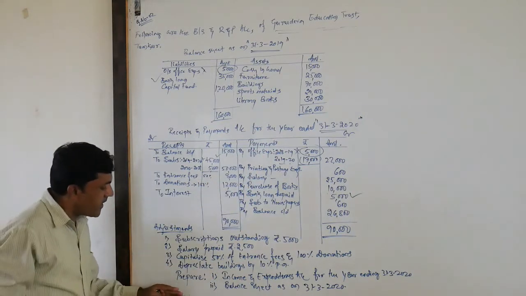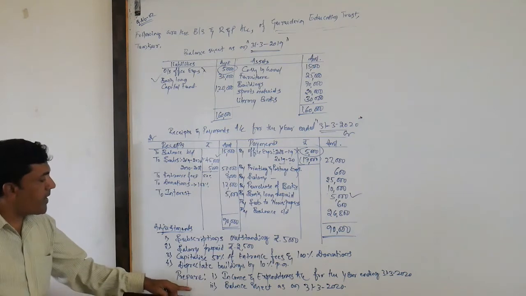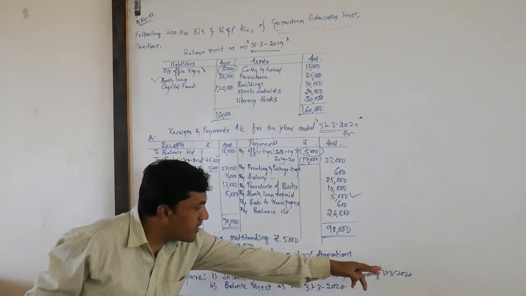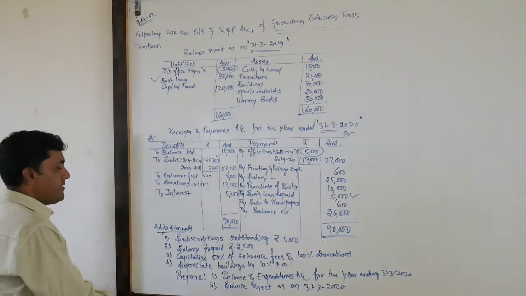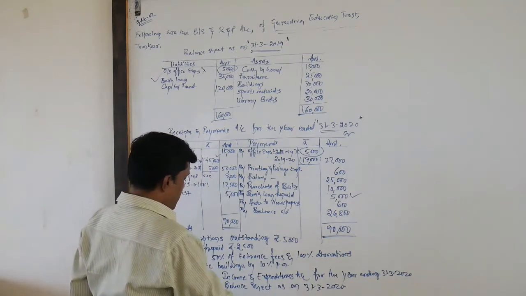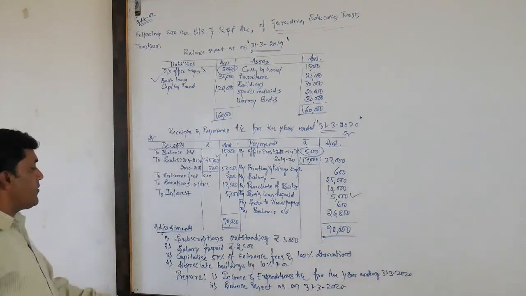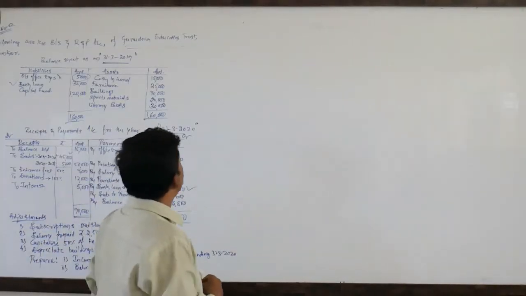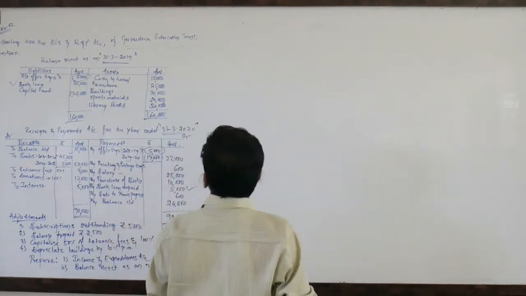So finally, the examiner asked you to prepare the first one, income and expenditure account for the year ending 31st March 2020. After that, we need to ascertain and prepare the balance sheet of the current year. Students, let us solve this problem.